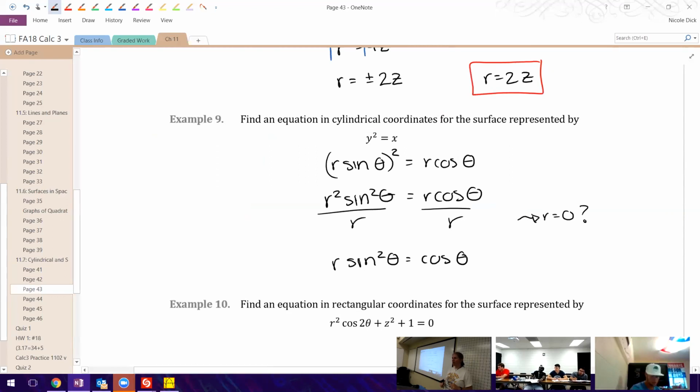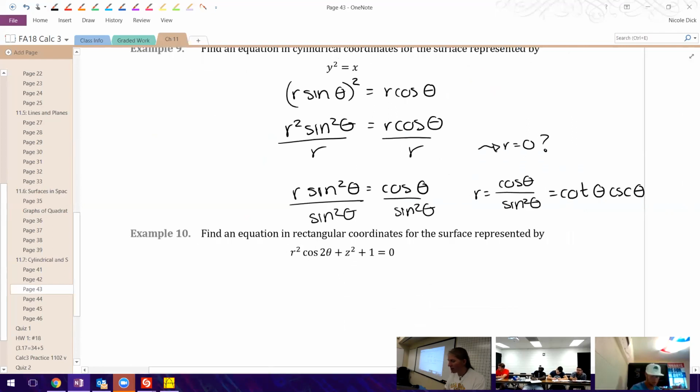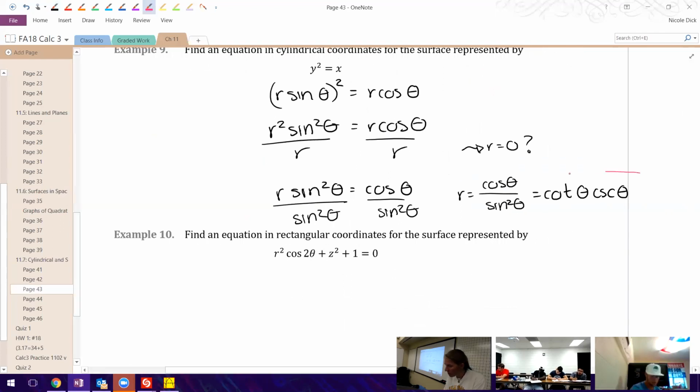What do we do now to get r by itself? Divide by sine squared theta. I would be okay if you left it like this on a test or quiz, that is fine. But what the homework is going to expect you to do is write that not as a ratio. So if we think about cosine over sine, what trig function does that equal? Cotangent. We'll have cotangent theta, and then 1 over sine is cosecant theta. So that's probably a better way to write this one.